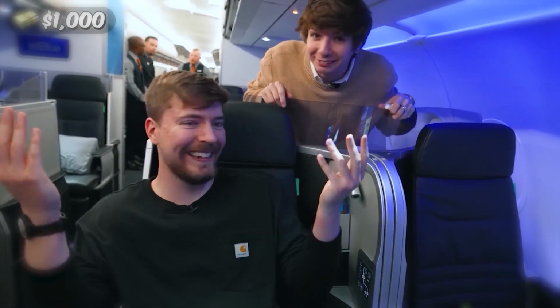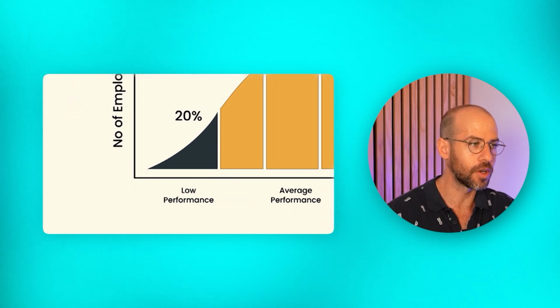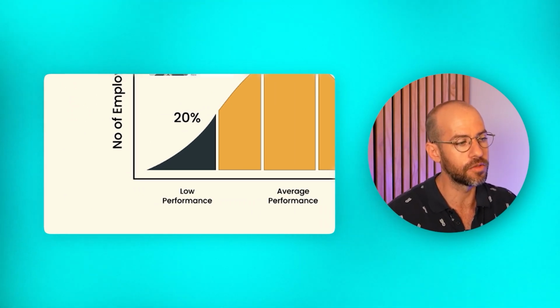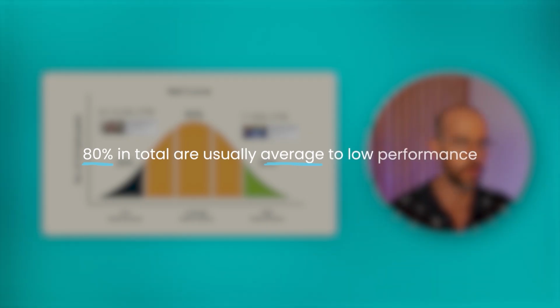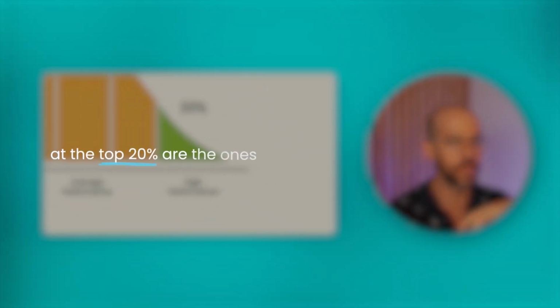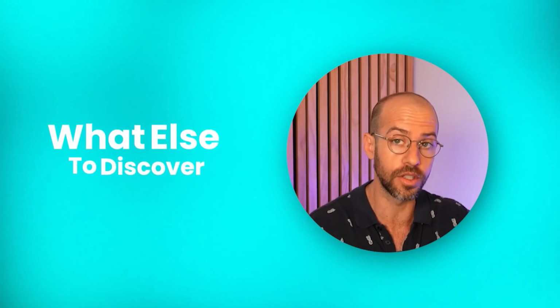There are the high-performing campaigns or high-performing videos in terms of click-through rates, and the low-performing ones, which make up the other 80% in total, usually average to low performance, and the top 20% are the ones that get really good results. So just in general, click-through rate is basically the percentage of people who see your video or ad and actually click on it to discover more information.